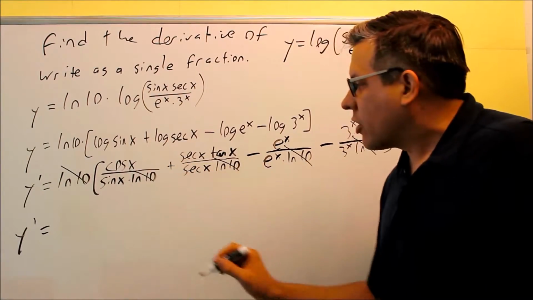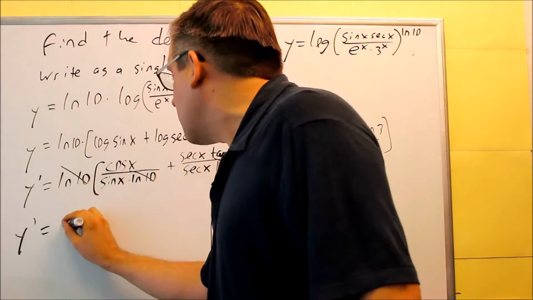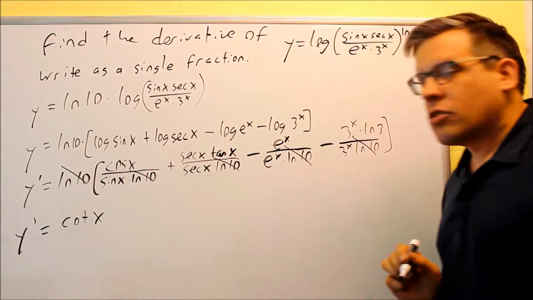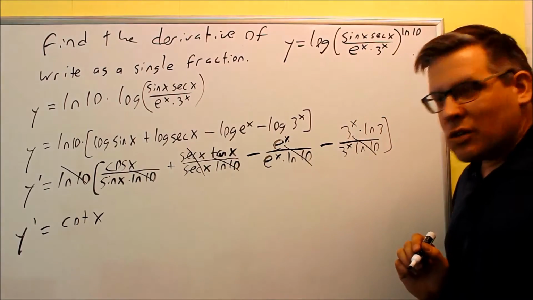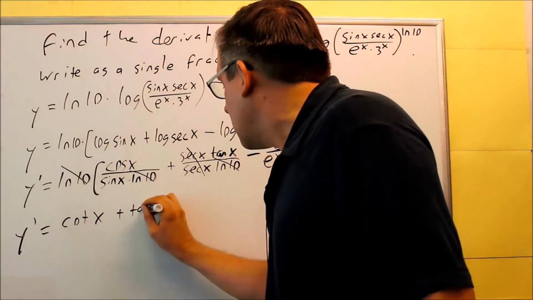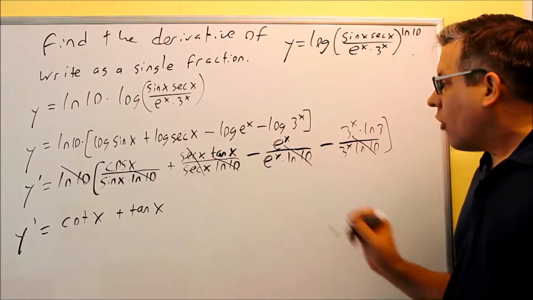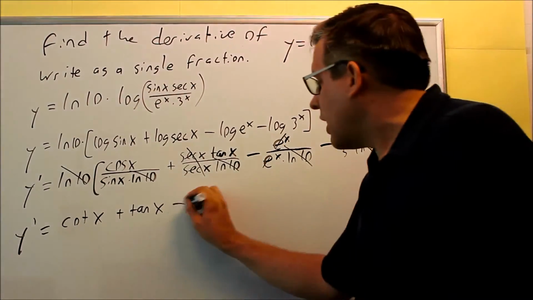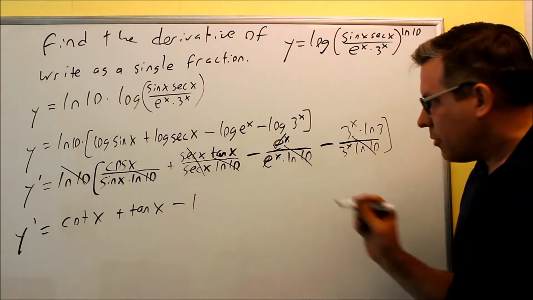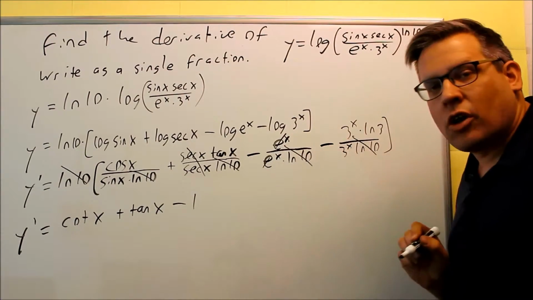So I have cosine over sine, which is going to be cotangent x. So cotangent x I have there. This, I can cancel out the secants, so I'm left with just tangent x. Over here, I can cancel out the e to the x's, and that's going to give me a 1. I still got to put a 1 there because that's the coefficients in front. 1 over 1 is 1.